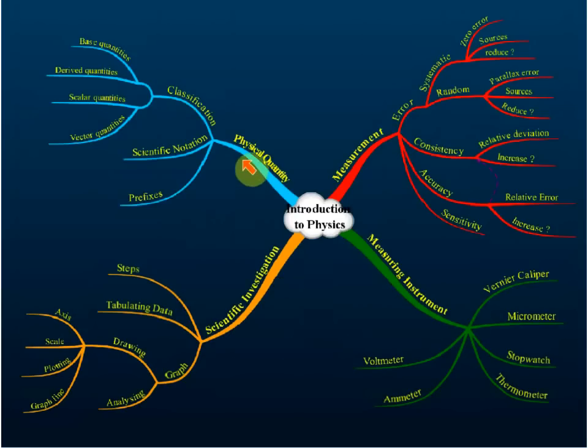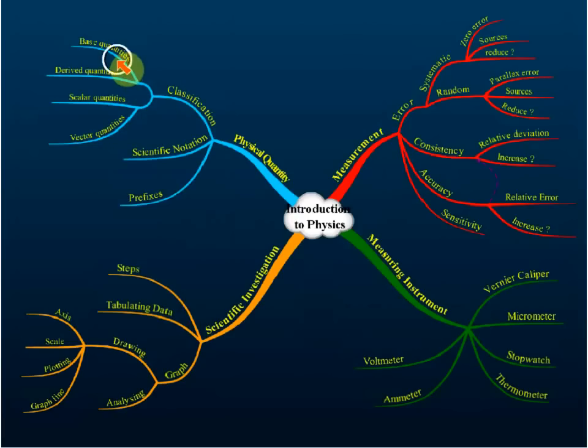The first subtopic is physical quantities. For physical quantities, the very first thing that you need to know is the classification of physical quantities, and there are two ways of classification. The first one is we classify it according to the types of the quantities: base quantities and derived quantities. And the second classification is we divide it into scalar quantities and vector quantities. So there are two types of classification.